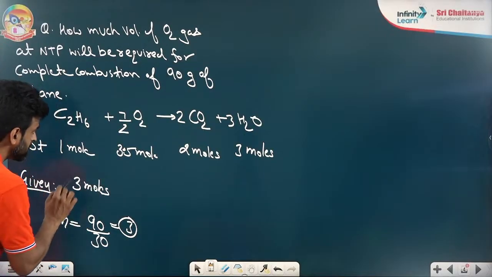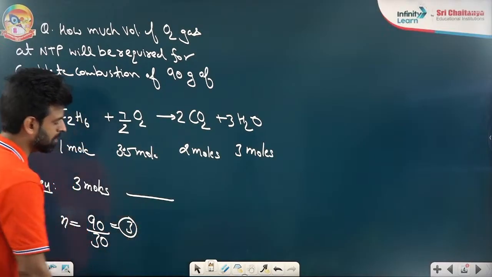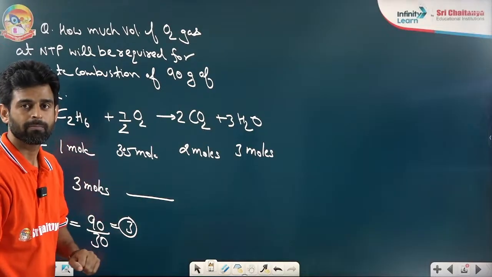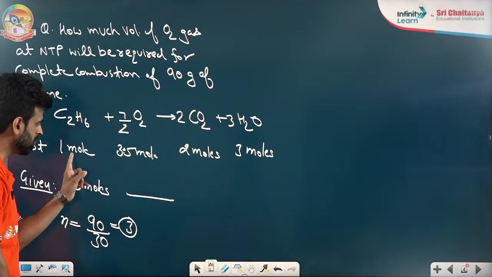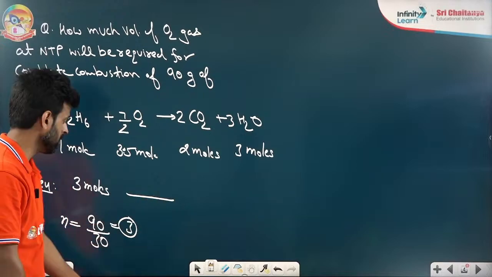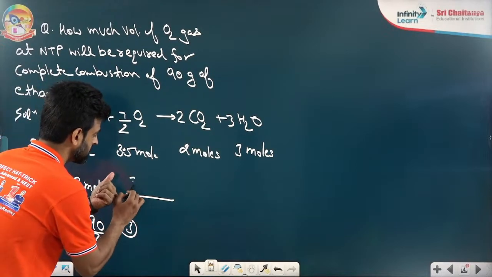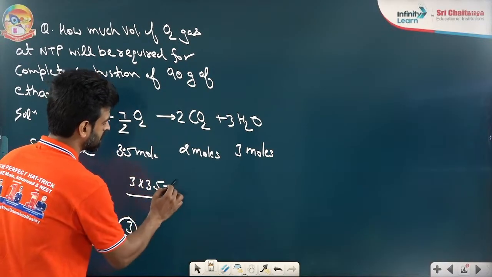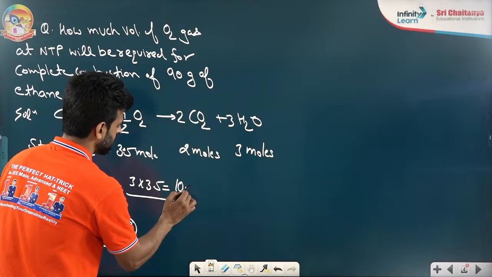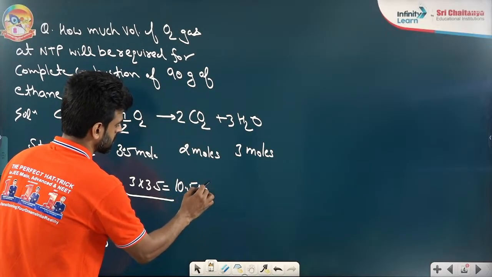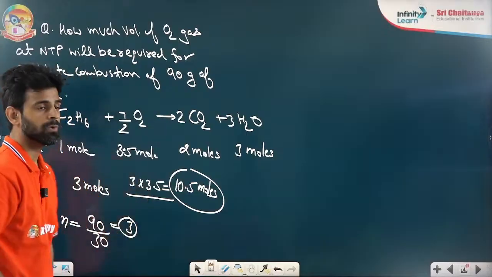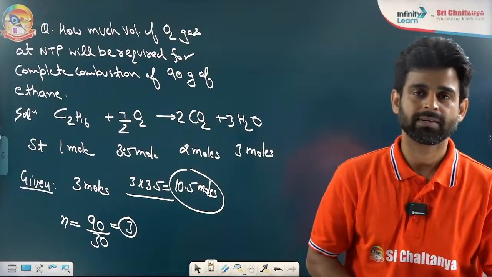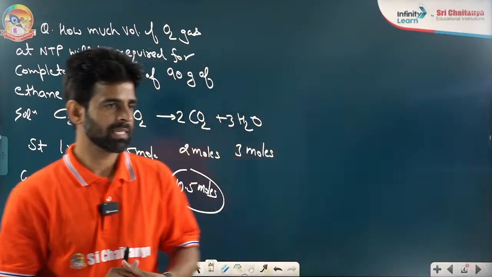So with 3 moles of ethane, I had to find how much oxygen required. Right? 1 mole needs 3.5. Now apply unitary method. 1 mole needs 3.5 moles. So 3 moles need how much? Unitary method. 3 into 3.5 moles. If you solve, how much coming? 10.5 moles. So 10.5 moles of O2 are required, right? Yes, get the right answer.